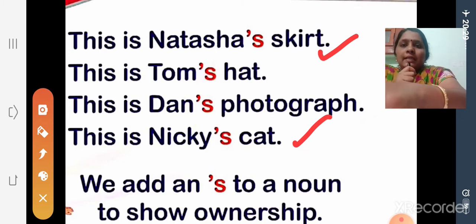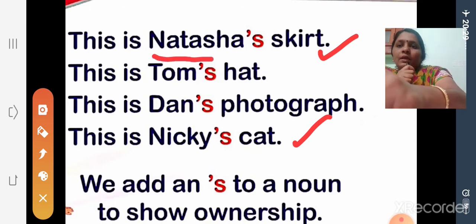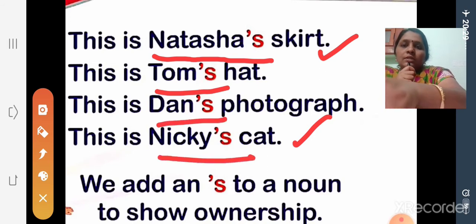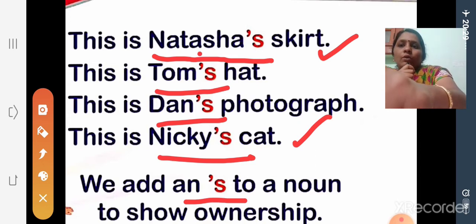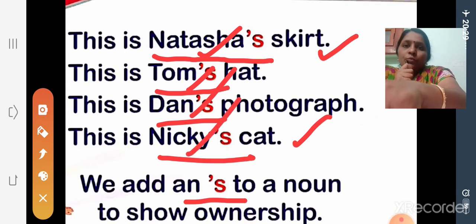In all these sentences, we can see nouns with apostrophes. Here in all these nouns we can see apostrophe s. So we add an s to a noun to show ownership. For showing ownership or possession, we usually add apostrophe s to a noun. That is called a possessive noun. So all these are possessive nouns: Natasha's, Tom's, Dan's, Nikki's, because all these nouns show possession.